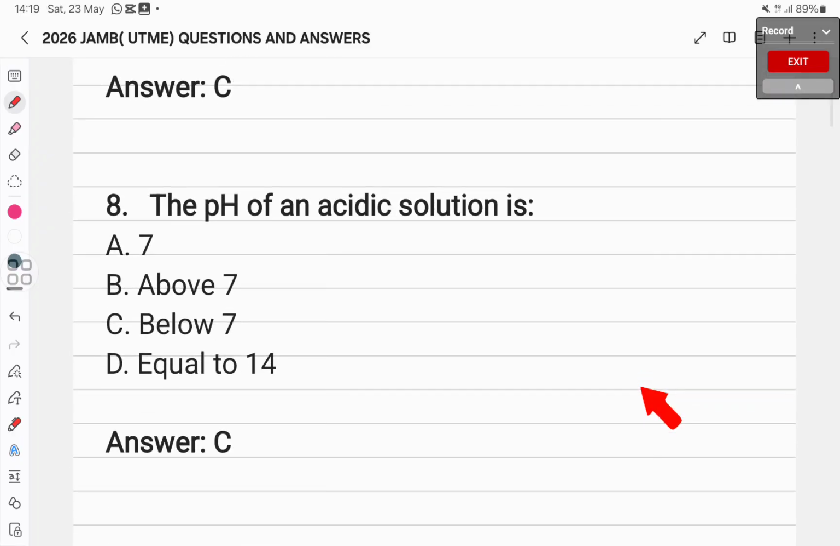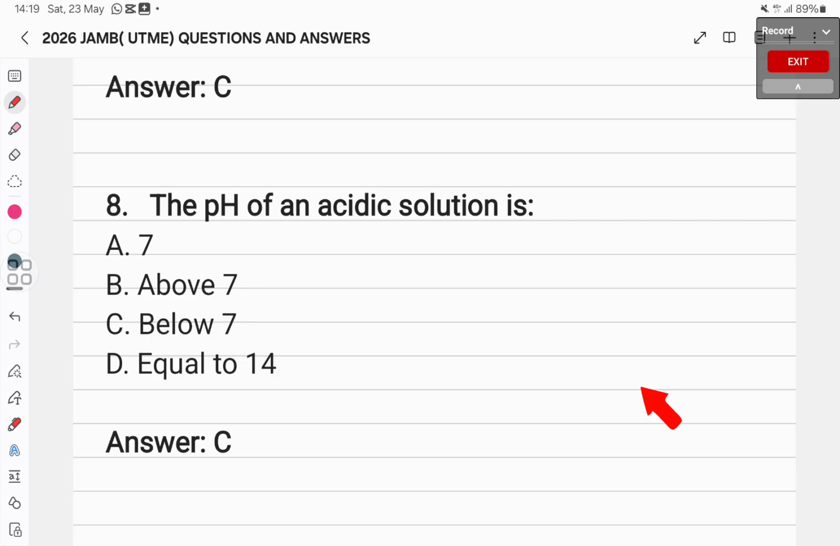Question number 8 is about the pH of a solution. The pH of an acidic solution is below 7, less than 7. We are all familiar with the pH of a solution. What is pH? For the benefit of those of you who might have forgotten what the pH of a solution is, I would like you to listen to this.